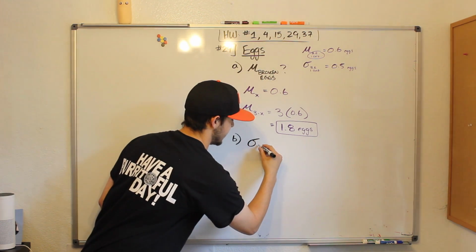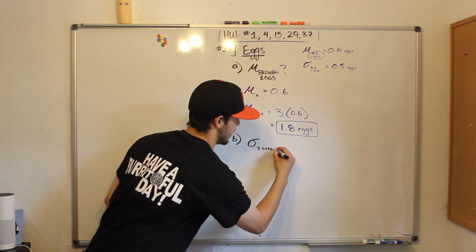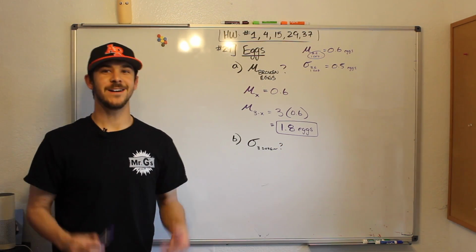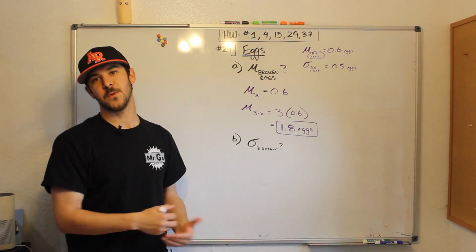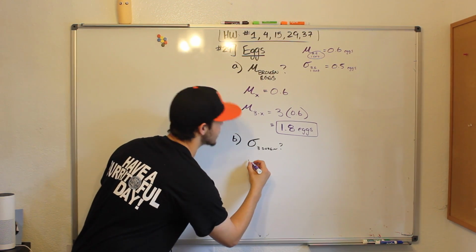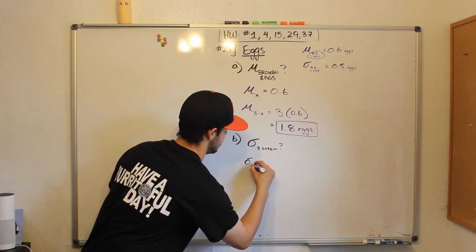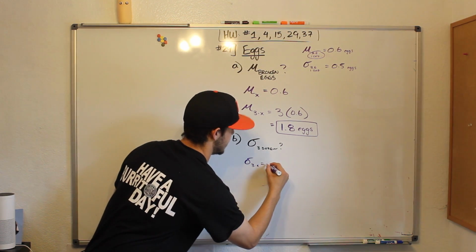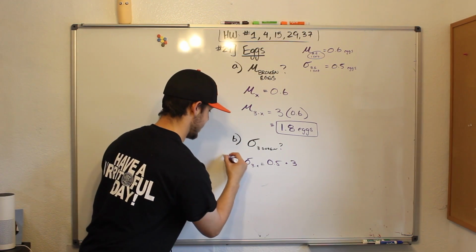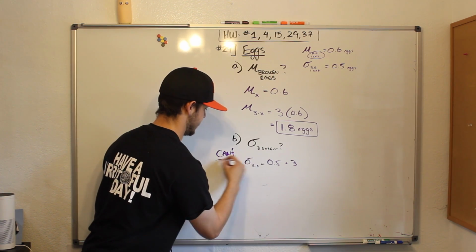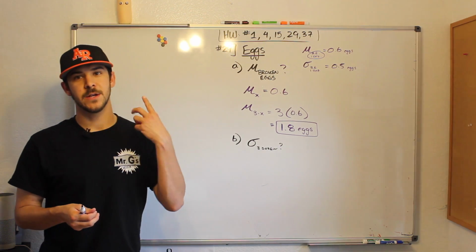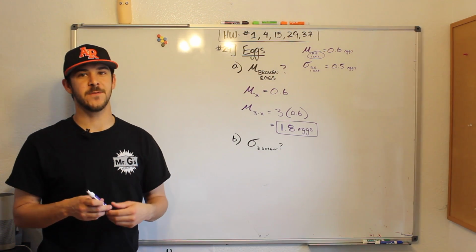This time, we want to know the standard deviation for 3 dozen eggs. Now, unlike the standard deviation that we worked with before with data sets, we actually cannot just take our 0.5 eggs and multiply it by 3. We can't do that. Instead, we have to do a couple different things. It's a 2-step process, 3 if you're really counting.